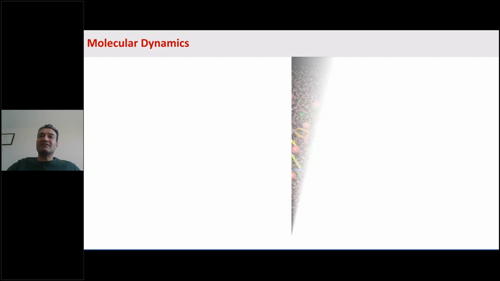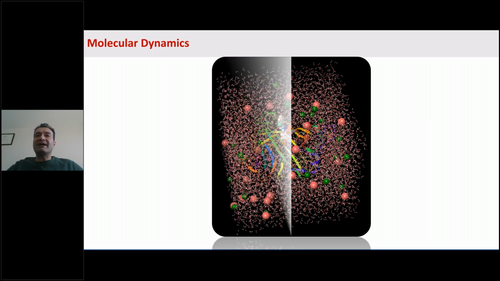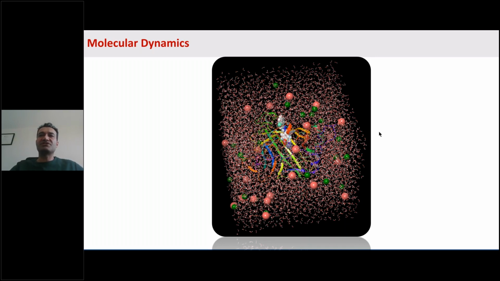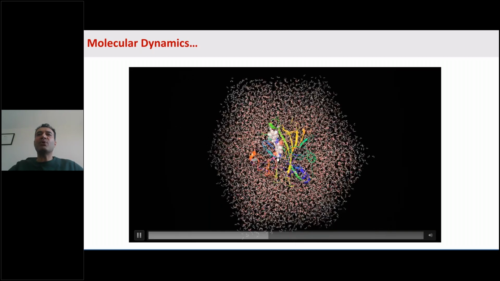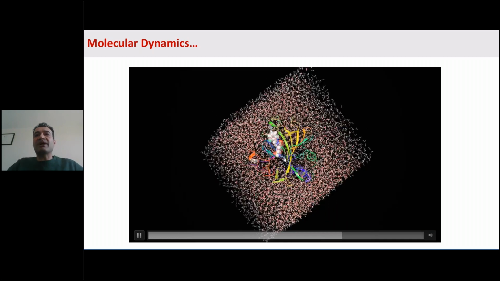We prepare a system. Here is a picture of a prepared system. Here is our protein, surrounded by water molecules. So we try to mimic the physiological condition here and try to simulate the whole system like a movie. Okay, then we observe the movement. We observe the dynamics of the protein, whether the protein remains stable, whether the ligand remains in the binding pocket or not. Sometimes it can diffuse away from the binding site.